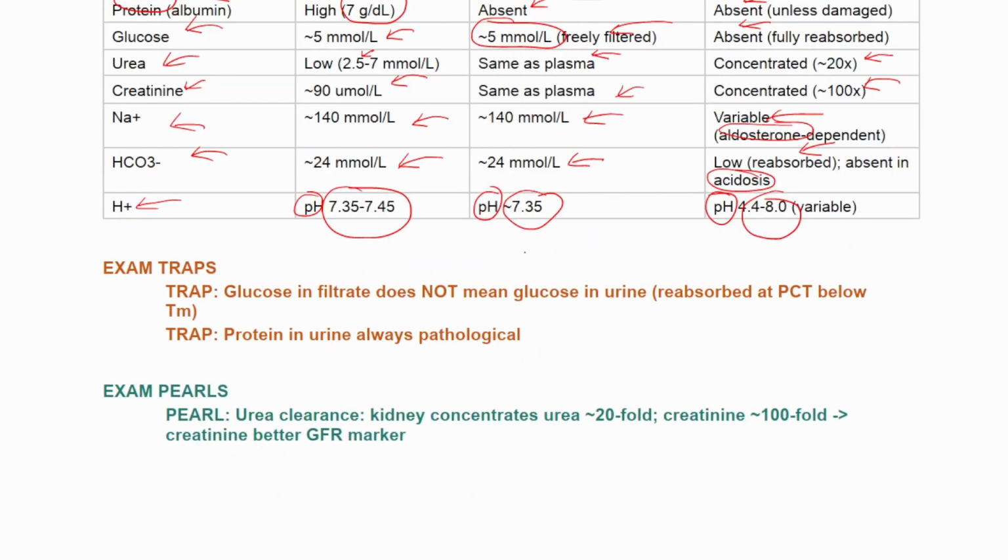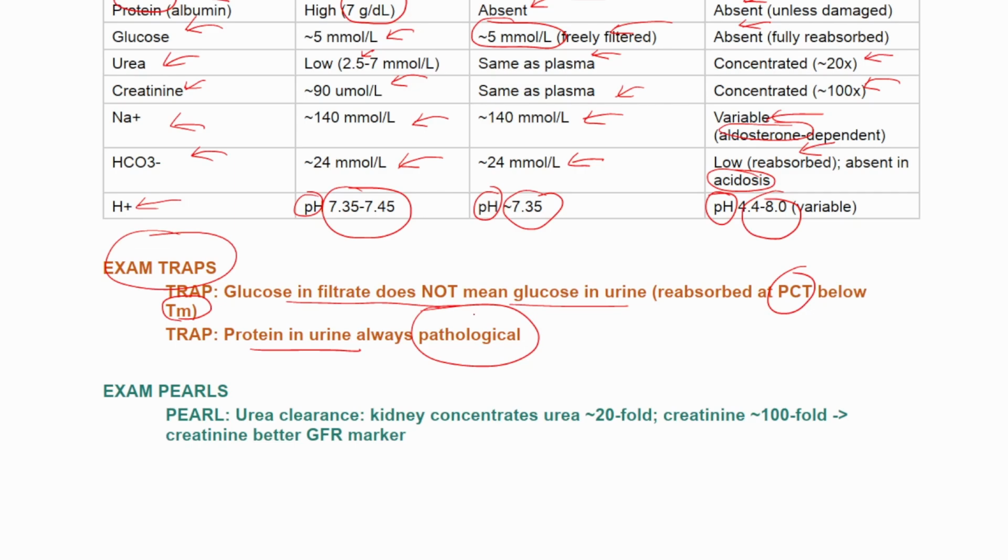This quantitative baseline brings us straight into our critical exam traps. The first high-yield trap to remember is that finding glucose in the filtrate does not mean you will find glucose in urine, because it is entirely reabsorbed at the proximal convoluted tubule as long as blood glucose remains below its transport maximum or TM. Second, you must remember that unlike glucose variations, finding protein in the urine is always pathological, indicative of filtration barrier compromise.